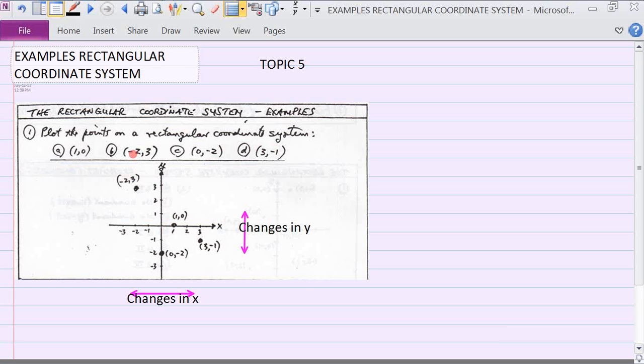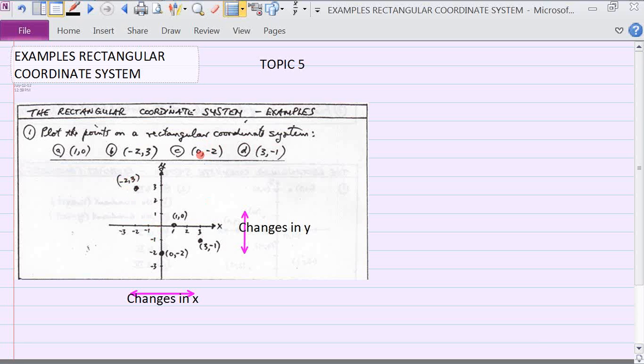Okay? I want the point (-2, 3). What does that mean? x is -2 and y is +3. So I go -1, -2, and I go up 1, 2, 3. And there's the point (-2, 3).